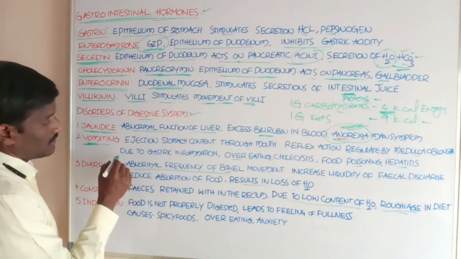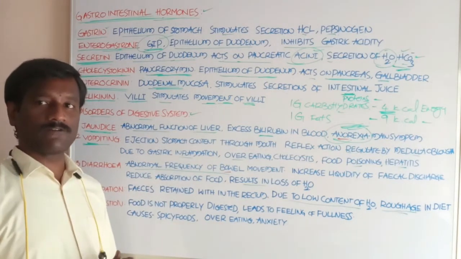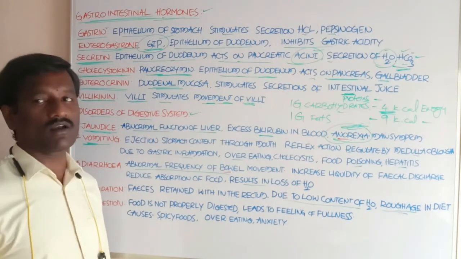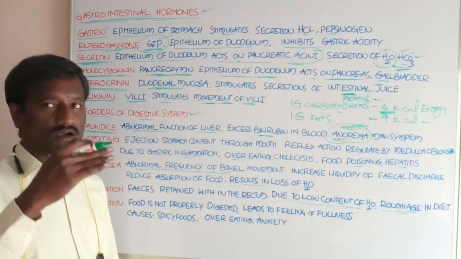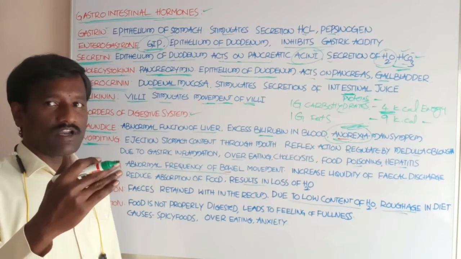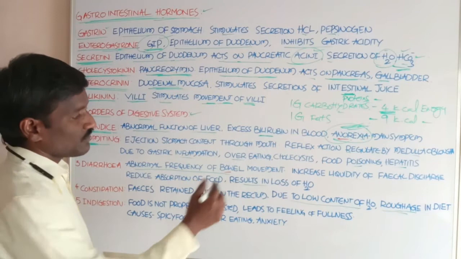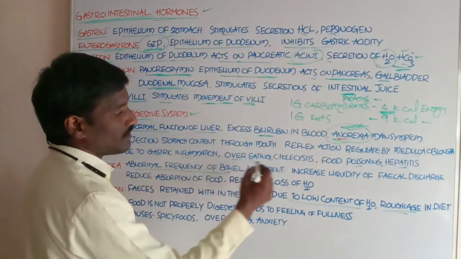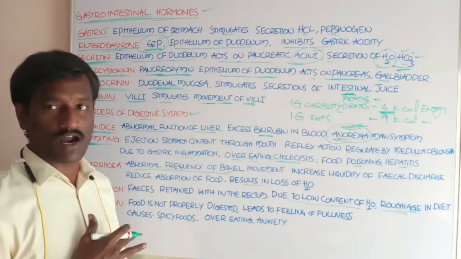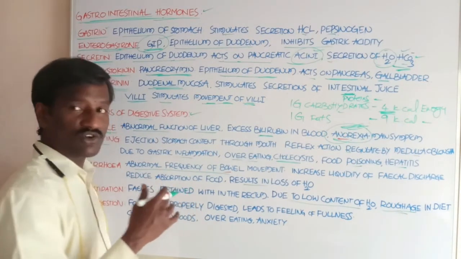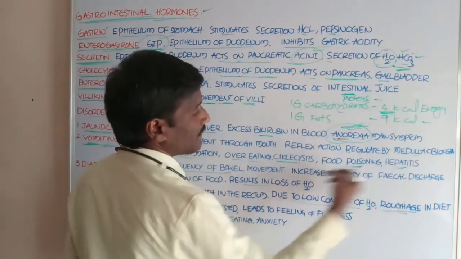This also occurs due to gastric inflammation. Part of the small intestine, mainly part of the stomach, becomes inflamed, which leads to the occurrence of vomiting. Overeating is also one of the causes, and so is cholecystitis, which means inflammation of the gallbladder. Food poisoning and hepatitis are other causes.